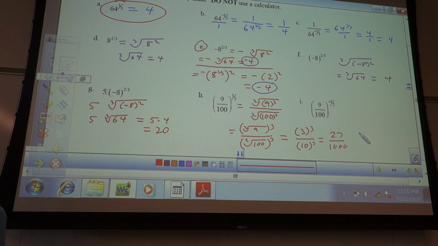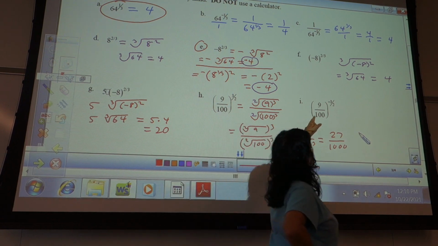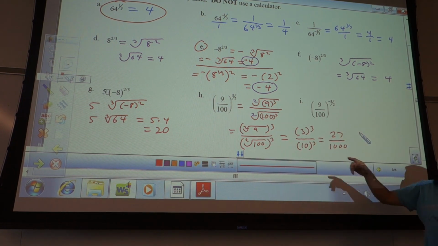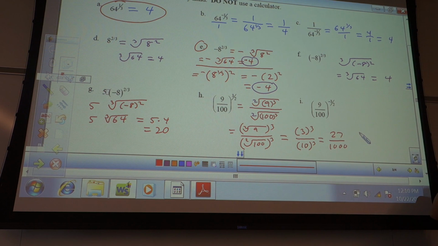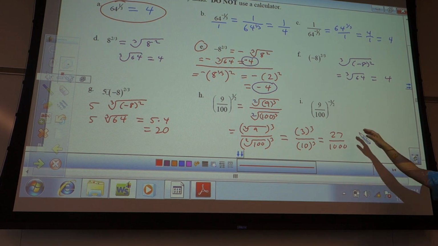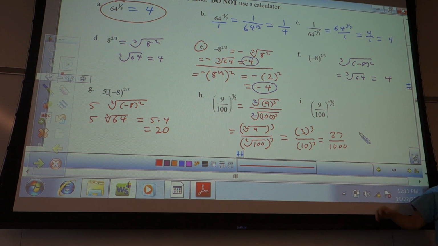So I will give you a hint for I. If you've done H, you don't need to do any more work to do I. Everybody check with your neighbors. Everyone think about how can you do I knowing what you got for H. Think about it for 15 seconds. What could you do for I knowing what you got for H already? See if you can figure it out.